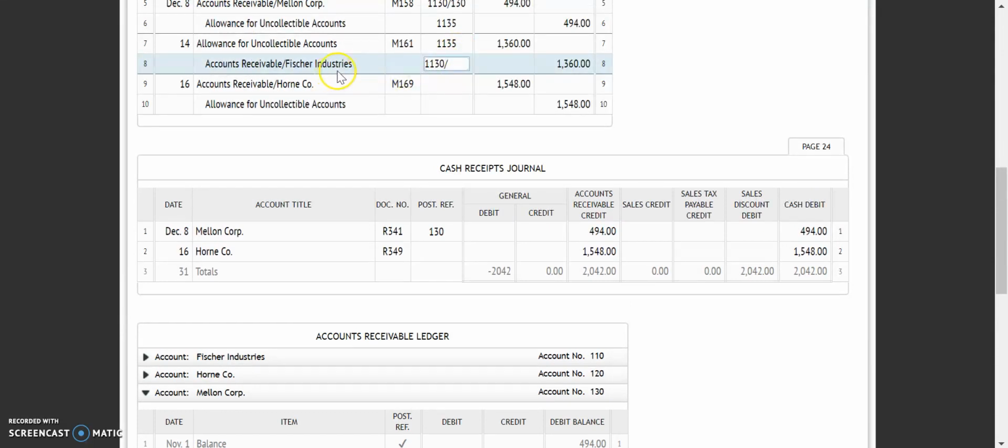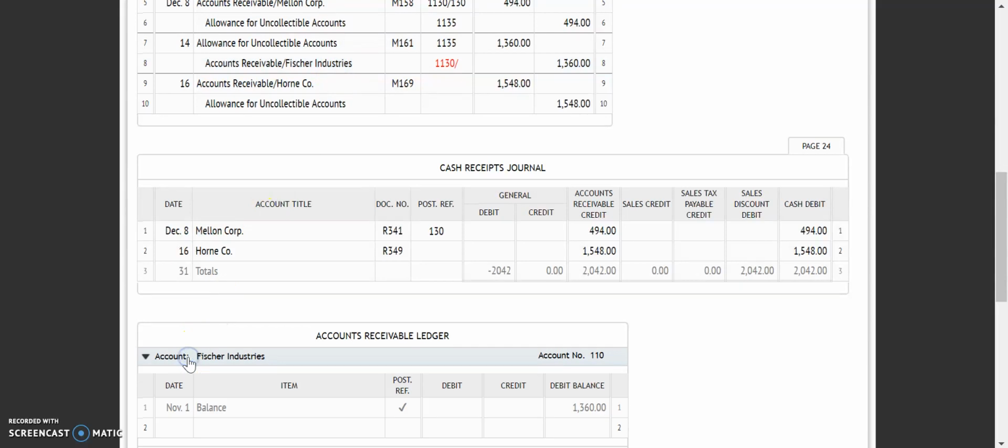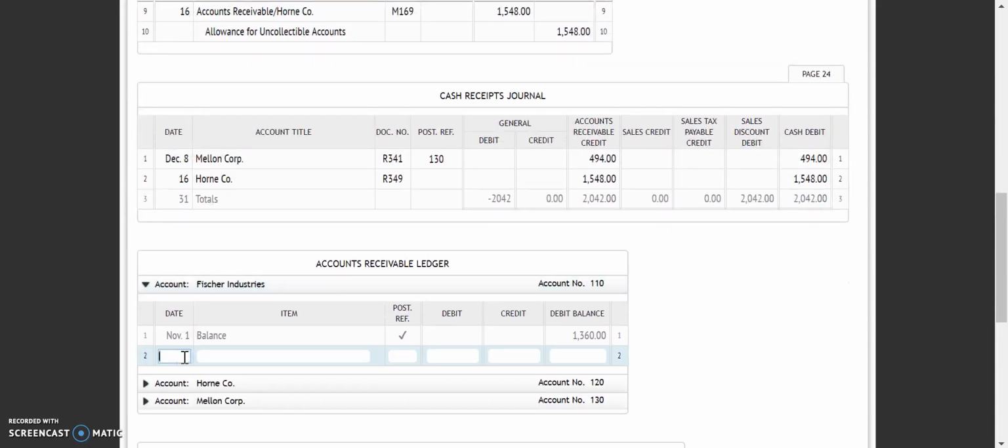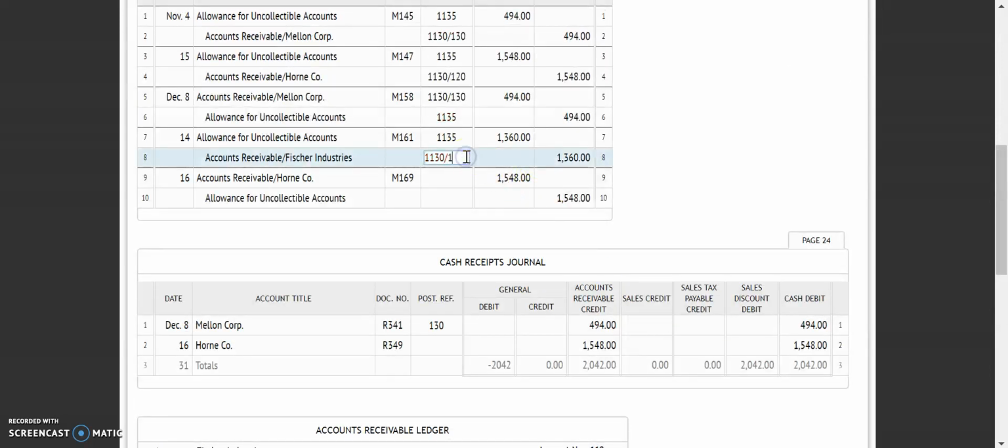30/. And we also need to do the same thing for Fisher Industries. So we open, excuse me, Fisher here. This is on December 14th. G15. It is a credit of 1,360. So that means that we're zeroed out there. Our account number again is 110. So we come up and put that in.